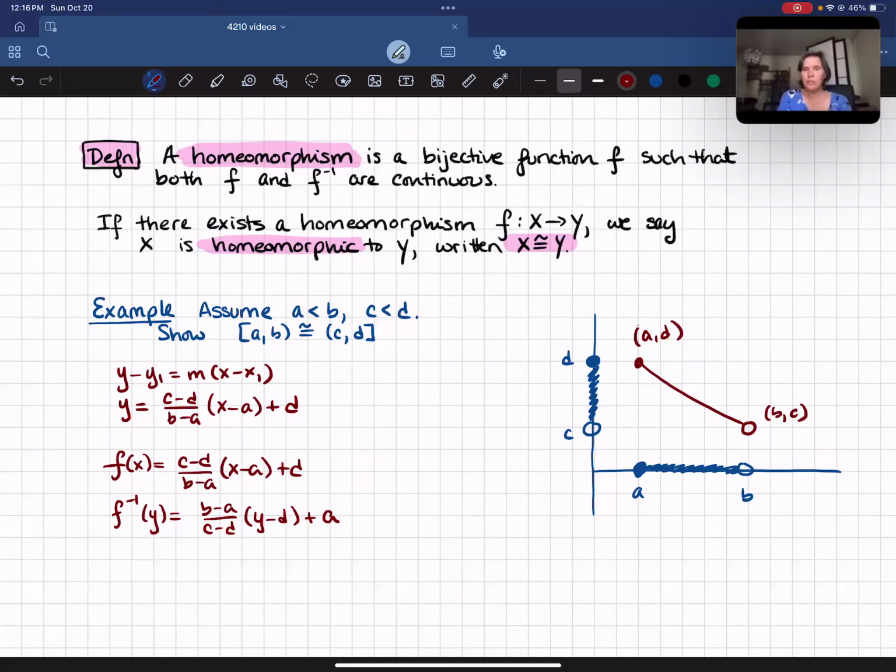And I can look at those two functions. Those both look like straight line functions. They're formed out of a composition of the identity function, f of x equals x, or f inverse of y equals y, composed with subtracting a constant, then multiplying by a constant, and then adding a constant. Those are all things that we know are continuous. And so we can see by looking at what these two functions are that both of these functions are continuous.